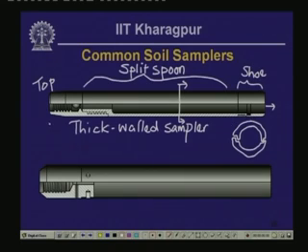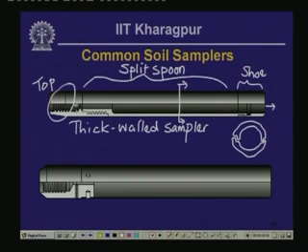Then at the top end of the sampler there is also a threaded portion, and this is the thread. You can see a threaded portion near the top end through which the split spoons are attached to an adapter, and this adapter itself has another set of threads. These threads screw on to the drilling rods such as AW rods or BW rods.